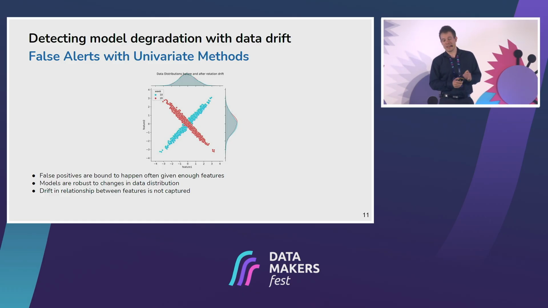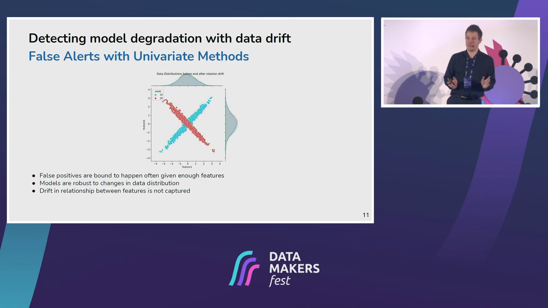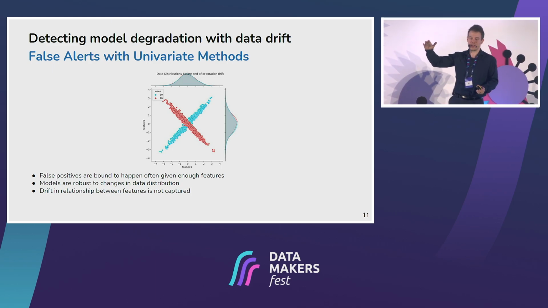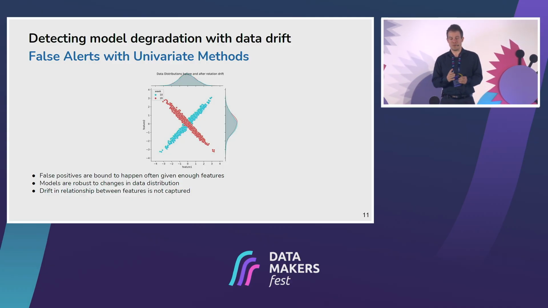And the last but definitely not least problem is that if you look at univariate drift methods, you might actually miss some alerts. So you're not only going to get false positives, but also false negatives, which should be the name of that slide. The reason is that sometimes what really matters is the interaction between the features. As you see here, if you look at the marginal distributions, they're basically the same. So univariate drift detection tests will not show anything. But if we look at it from a multivariate perspective, then we already see that, of course, this is very different.